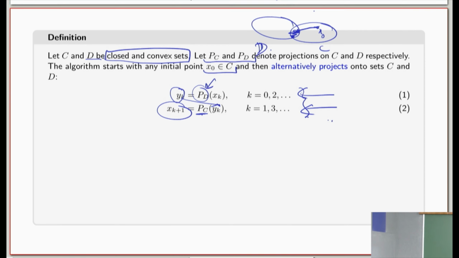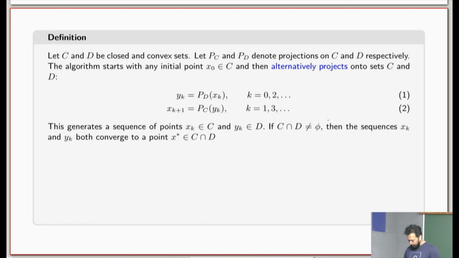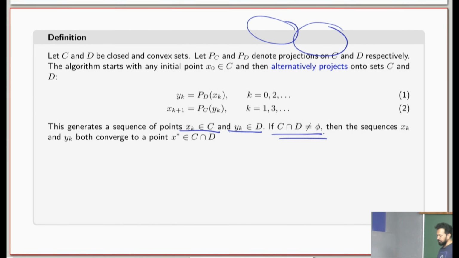So this is a simple projection, and this generates a sequence of points xk in C and yk in D. And obviously for this algorithm, what we are expecting is that the intersection is non-empty, right? So this is in the argument itself. If it so happens that they never intersect, then obviously we cannot produce anything by this algorithm. So this is part of the assumptions that they do intersect. And then the sequences xk and yk both converge to a point x star in C intersection D.